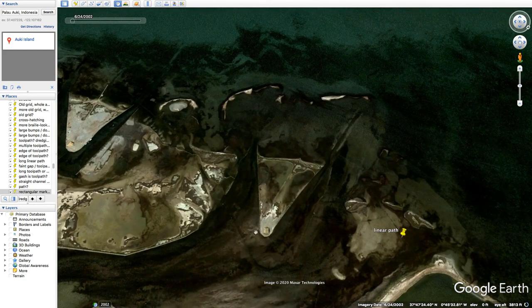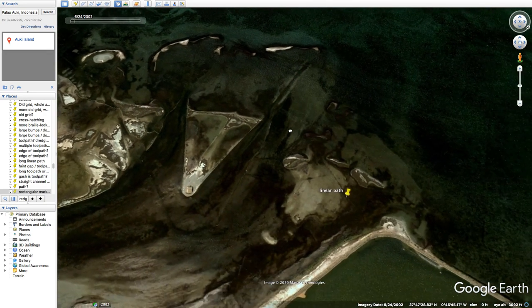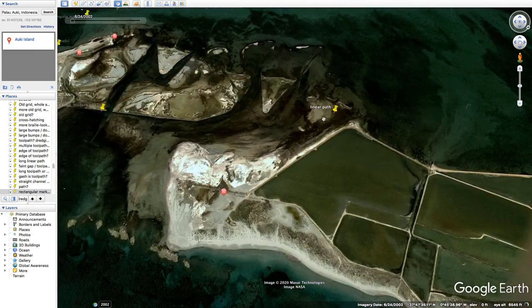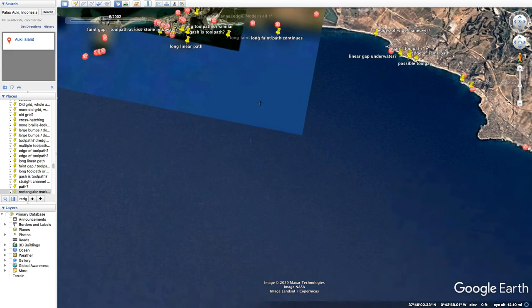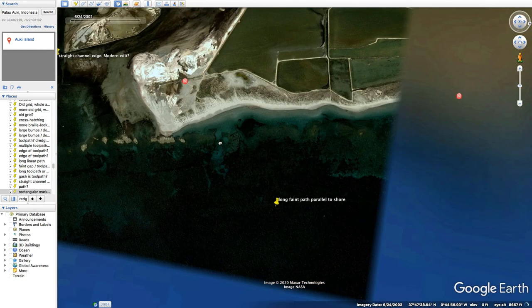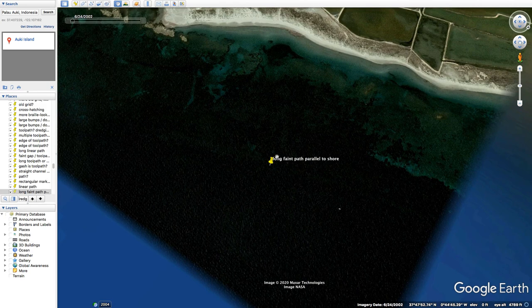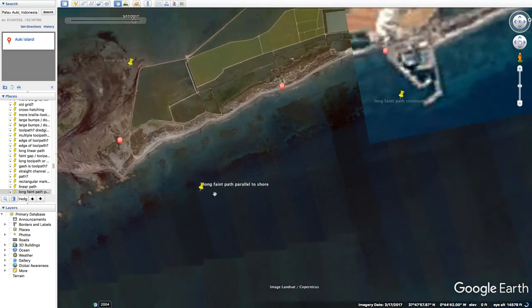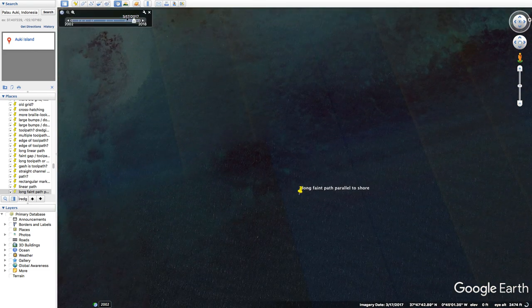A lot of these edges are very straight and mechanical, so that could be modern work, or it could be some type of sculpting. It's hard to see what I'm talking about here.